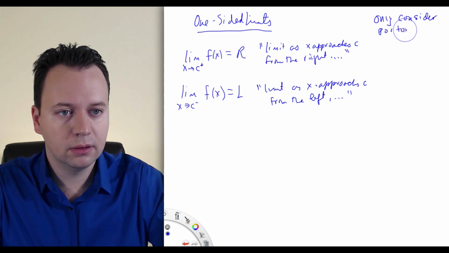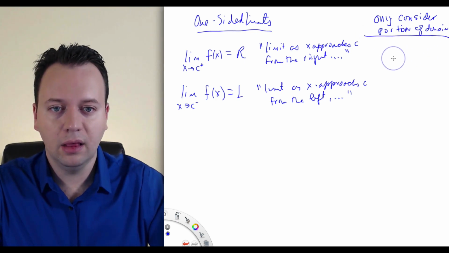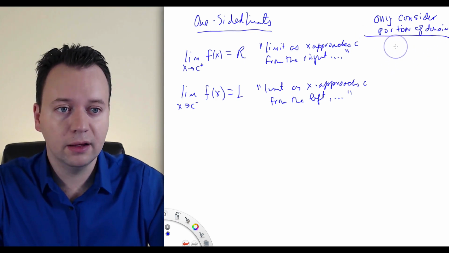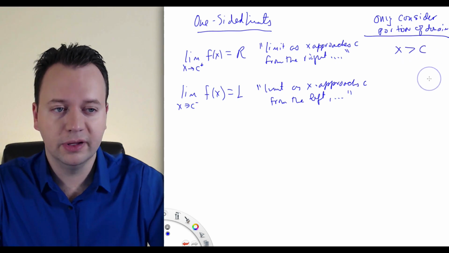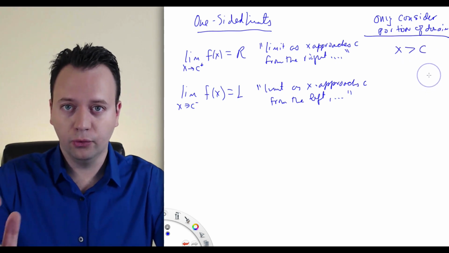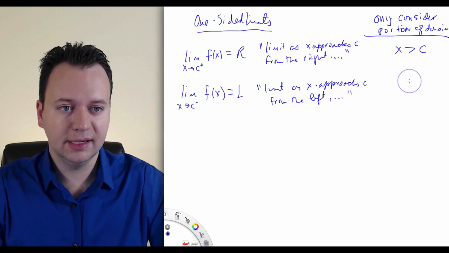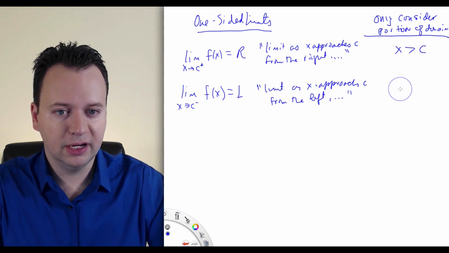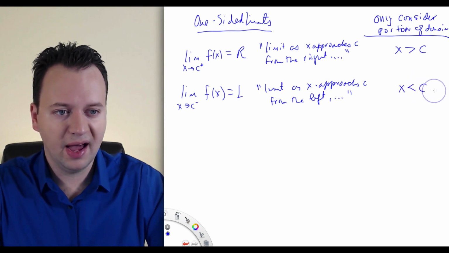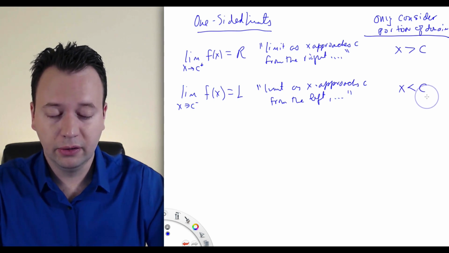a portion of the domain, and for the limit as x approaches c from the right, we would choose values of x greater than c. Right? So we're to the right of the point x is equal to c. And then as x approaches c from the left, we would choose values of x that are left or less than c.